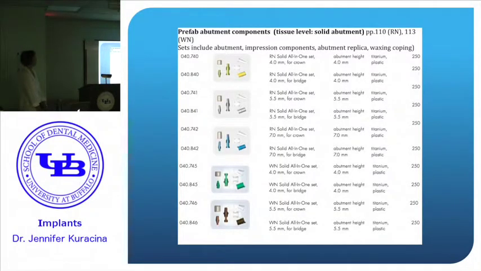When you order one of these prefabricated abutments, it's a good idea to order one of their what they call all-in-one kits, because it gives you the abutment, the abutment replica, the impression components for the abutment and the waxing sleeve all in one. So it's kind of a no-brainer. You don't need to worry about ordering anything else. Everything you need is there.